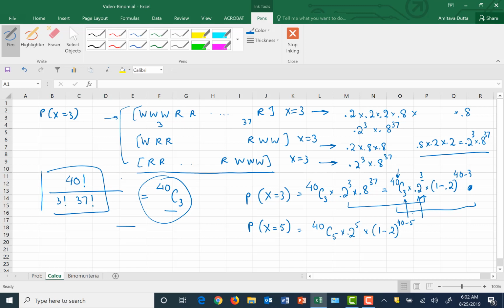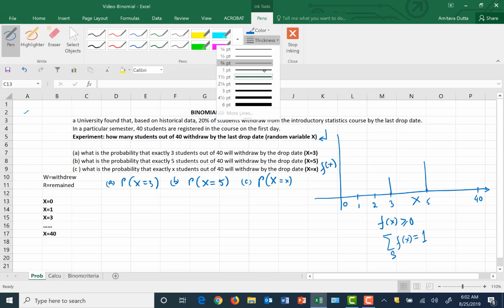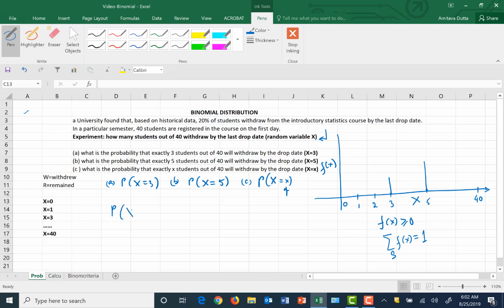Okay, so now let's come back to the original problem. So this third part, in general, if I want the likelihood of x students withdrawing from the course, then the probability of x is equal to 40C x times 0.2 to the x times 1 minus 0.2 to the 40 minus x. Okay, that's my general formula.